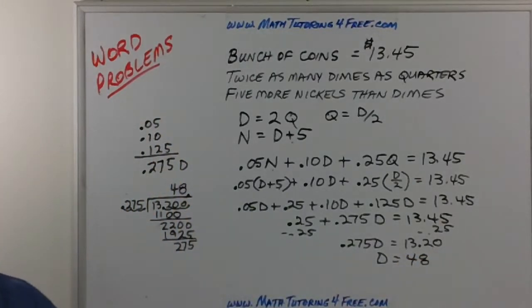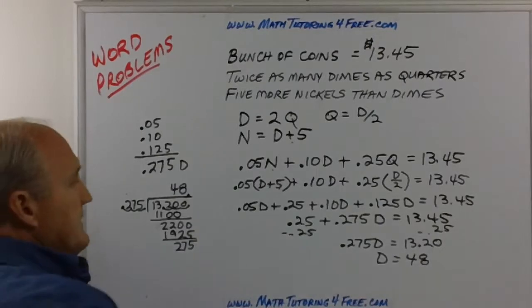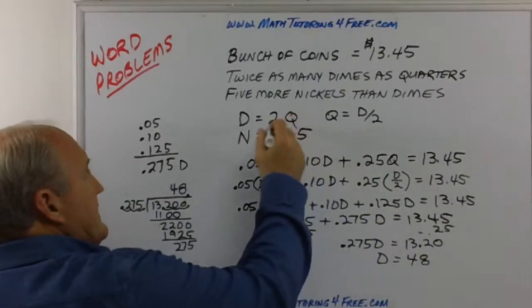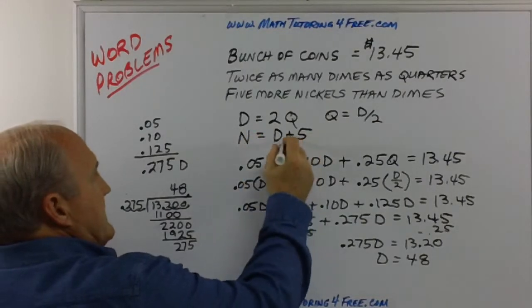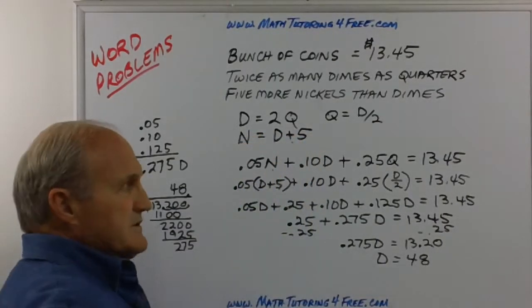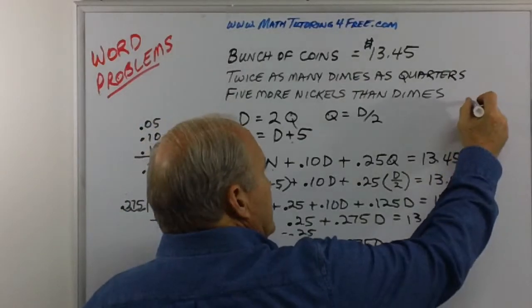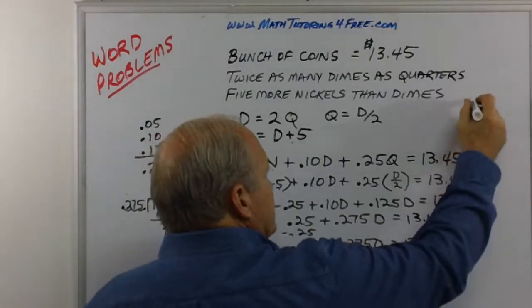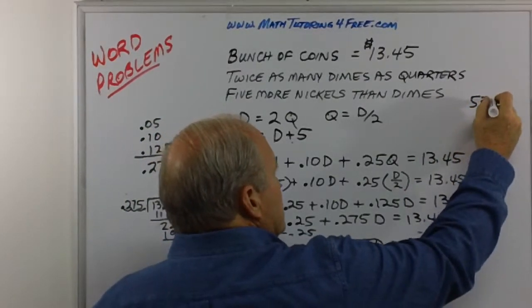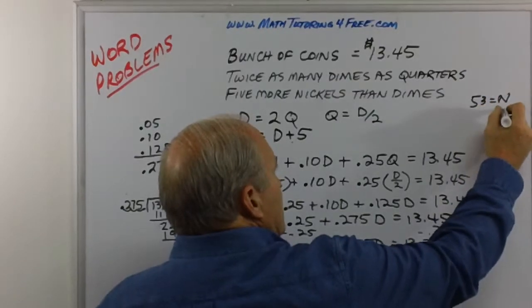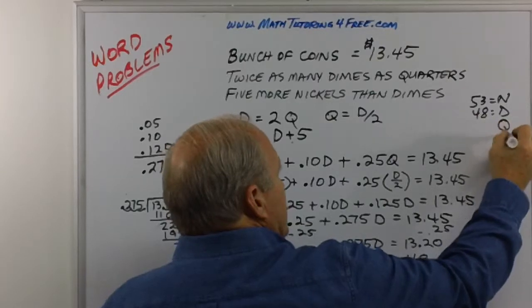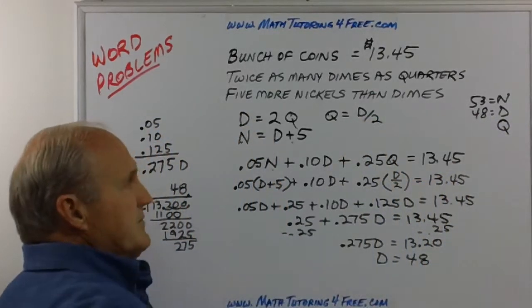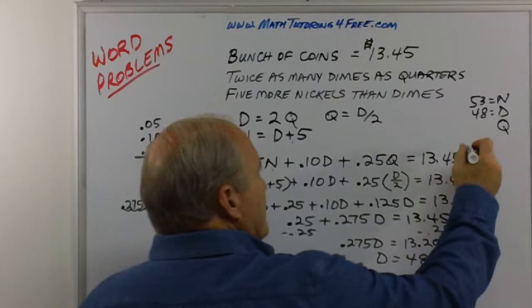Okay? What about the others? Well, we could take this and put it back up into here. If the number of dimes is 48, and we had 5 more nickels, how many nickels are we going to have? 48 plus 5 is 53 nickels. We have dimes of 48, and how many quarters do we have? Well, they're half this number of dimes, 24.